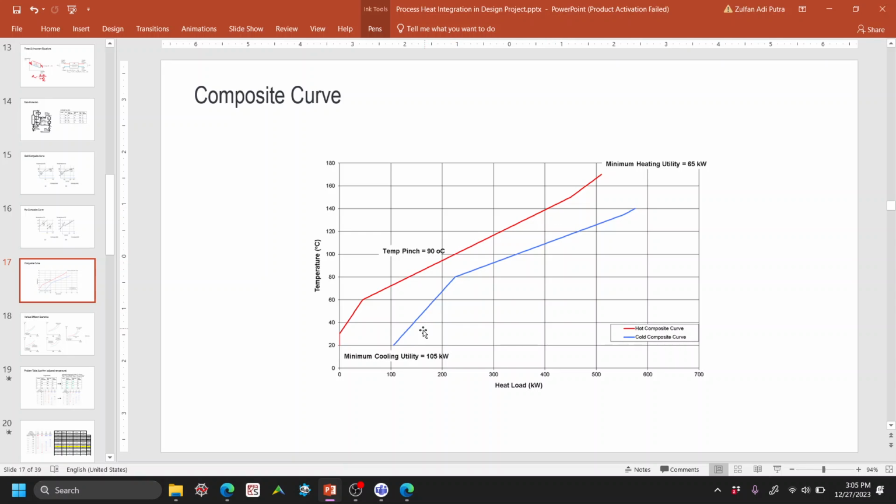And then similarly, the cold composite curve will be increased by another half delta T, so it will increase by another 10. Then the two graphs pinch, they meet at this 90 degrees C. So by adjusting this temperature, we make sure that there will always be a delta T between them.